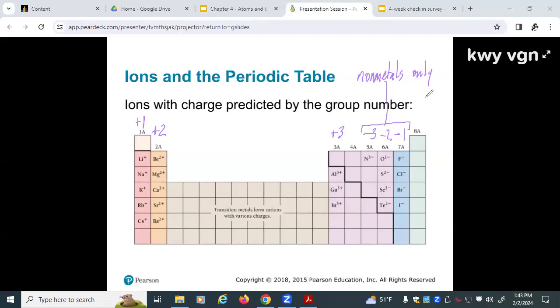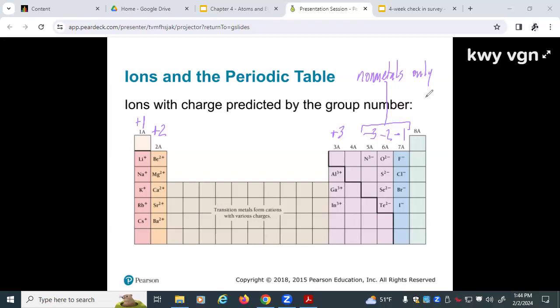So remember, this staggered staircase line here separates the metals and the non-metals. Once you cross over that line, you're not going to find negative charges on those elements. So, for example, I've got bismuth here at the bottom of 5A. Bismuth doesn't make negative ions. Bismuth makes positive ions, and usually of the +3 variety, although it does have the potential to make others.